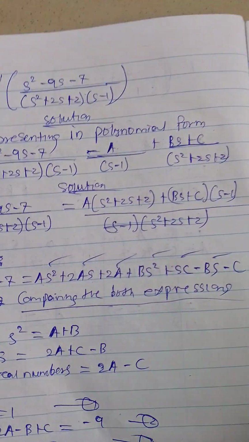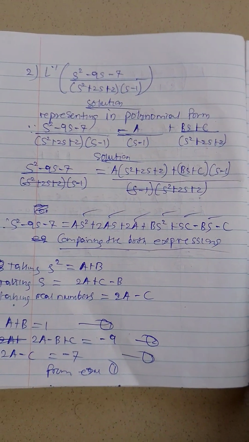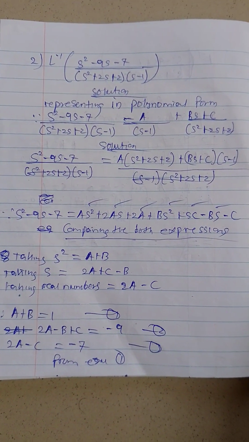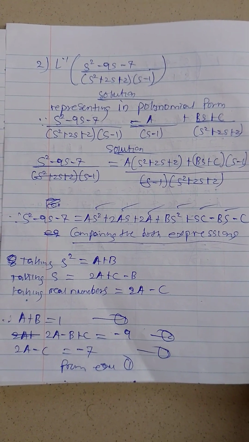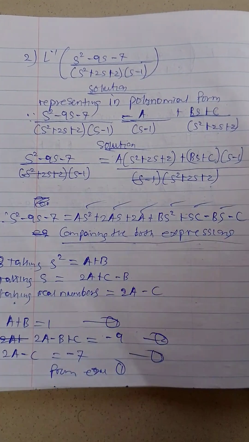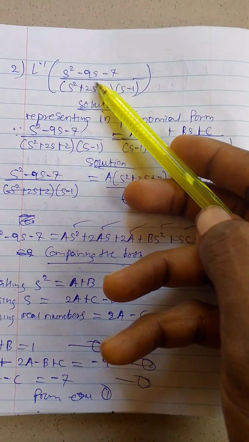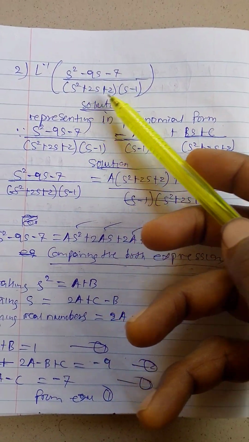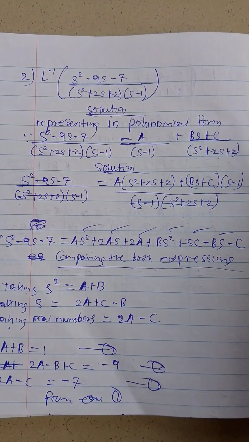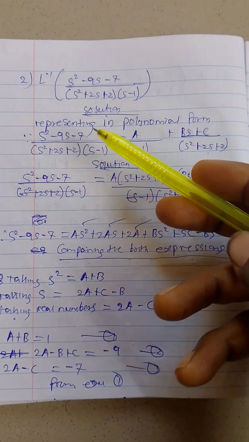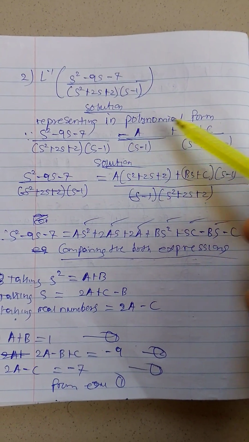Moving to question number 3. Question 3 says: find the Laplace transform of x squared minus 9x minus 7 all over x squared plus 2x plus 2, bracket x minus 1. So how to do this? First, represent this in polynomial form.